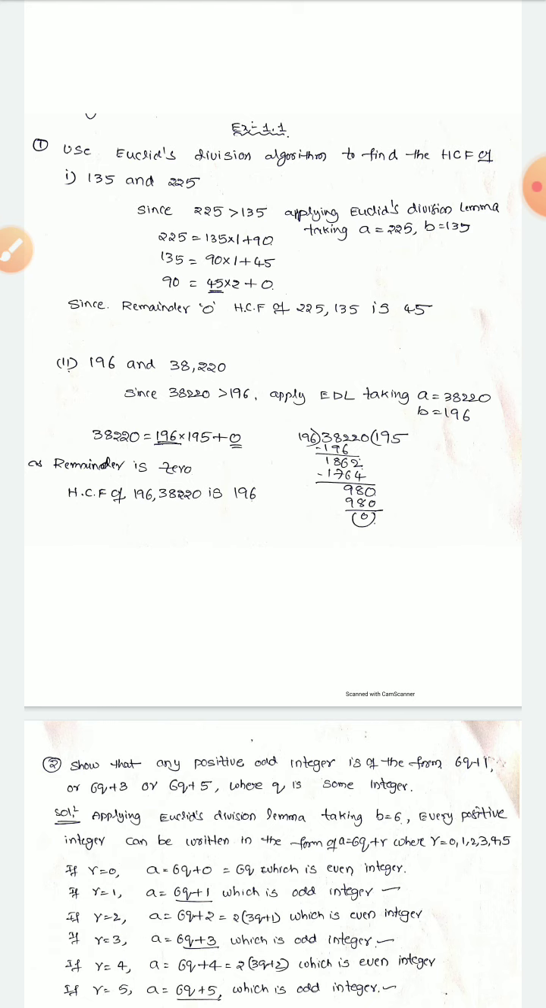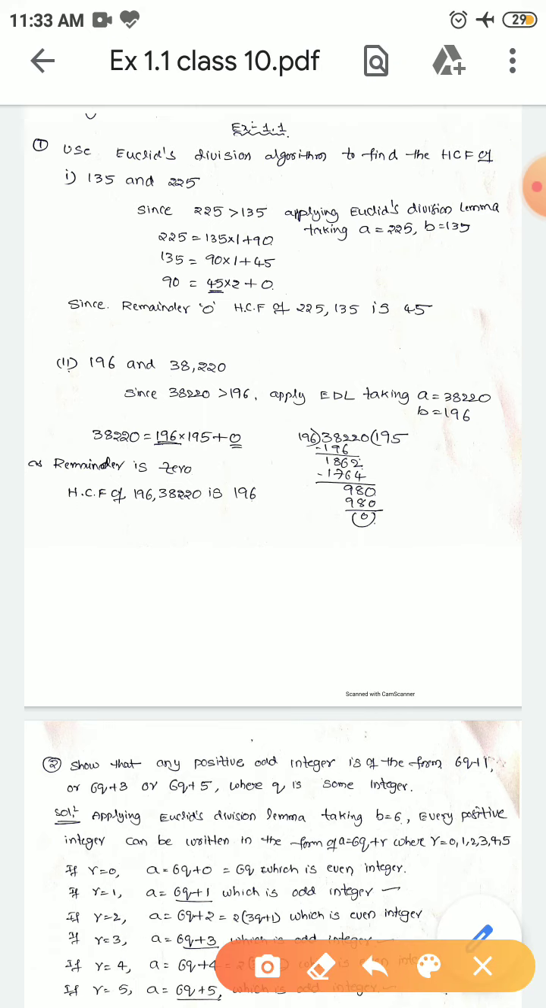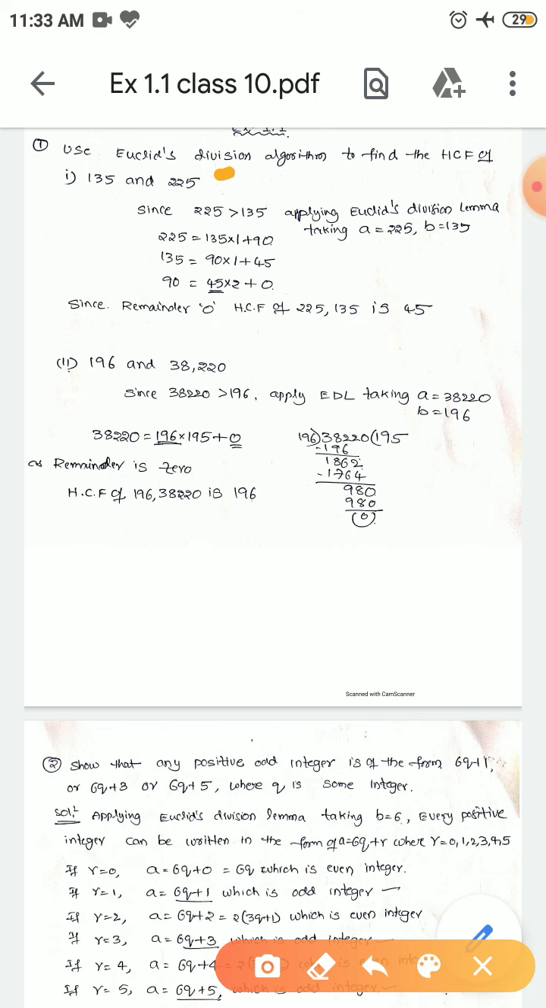So now let us start exercise 1.1, that is Euclid division algorithm. The first question is: use Euclid division algorithm to find the HCF of 135 and 225. Already I told you Euclid division lemma is different from the Euclid division algorithm. Here you need to observe which is the greatest of the two numbers: 225 is greatest. So 225 should be taken as a, because when you do the Euclid division, the divisor should be smaller than the dividend. So here the dividend is a and the divisor is 135.